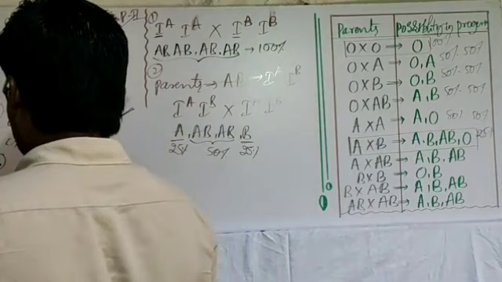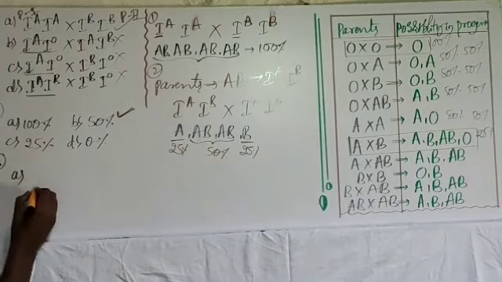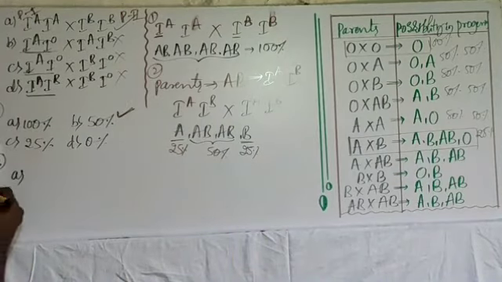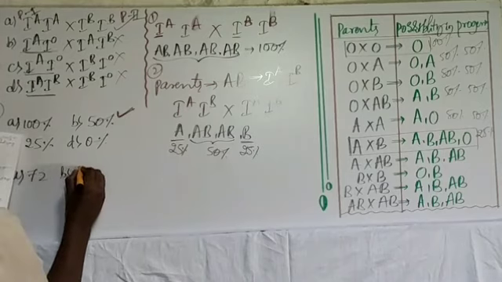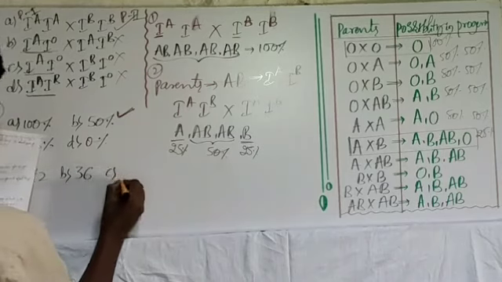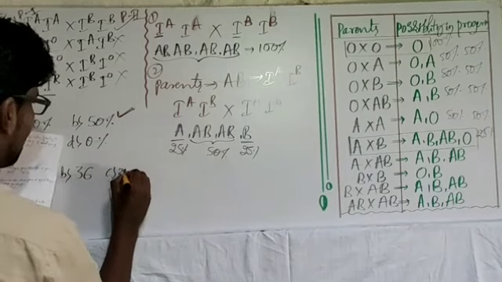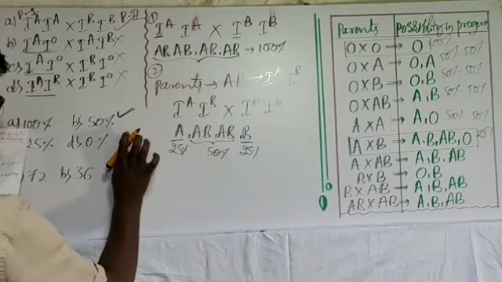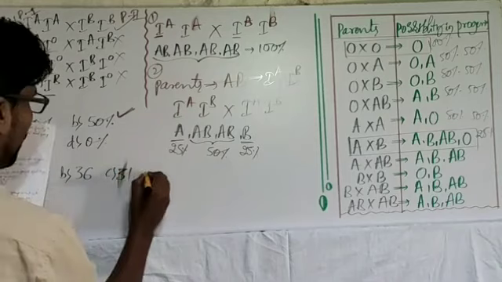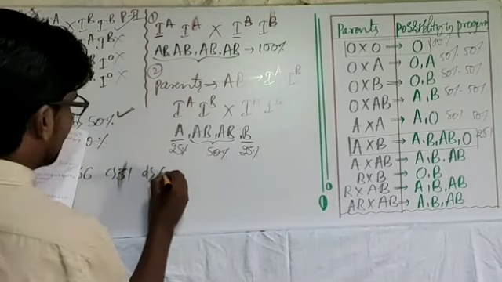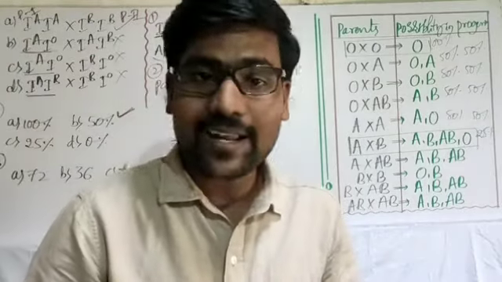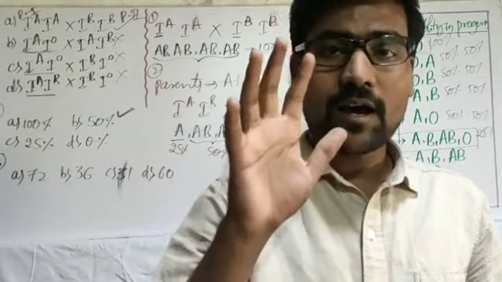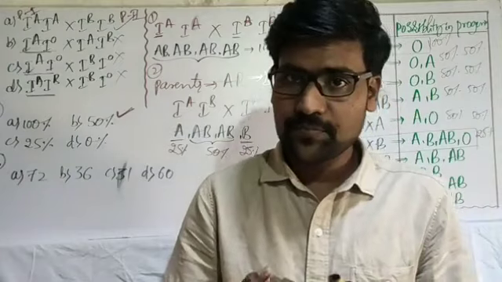For this question, they have given 4 options: 72, 36, 31, and 60. What is the question here? For the Rh gene, how many genotypes are possible?